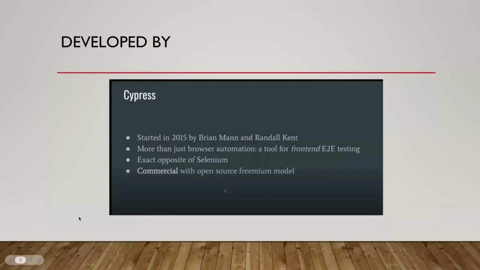A bit about history. It was started in 2015 by Brian Mann and Randall Kent from the US. It's more than just browser automation, a tool for front-end and complete end-to-end testing. The architecture is quite opposite to Selenium, which I'll be covering soon. It comes in two versions. One is the open source, free version, and the other is commercial, Cypress Cloud, for analytics, reports, and Jira integration. For all the builds, if you want to use it with different configurations, GitHub corporate or GitLab corporate, then you have to buy the license version.